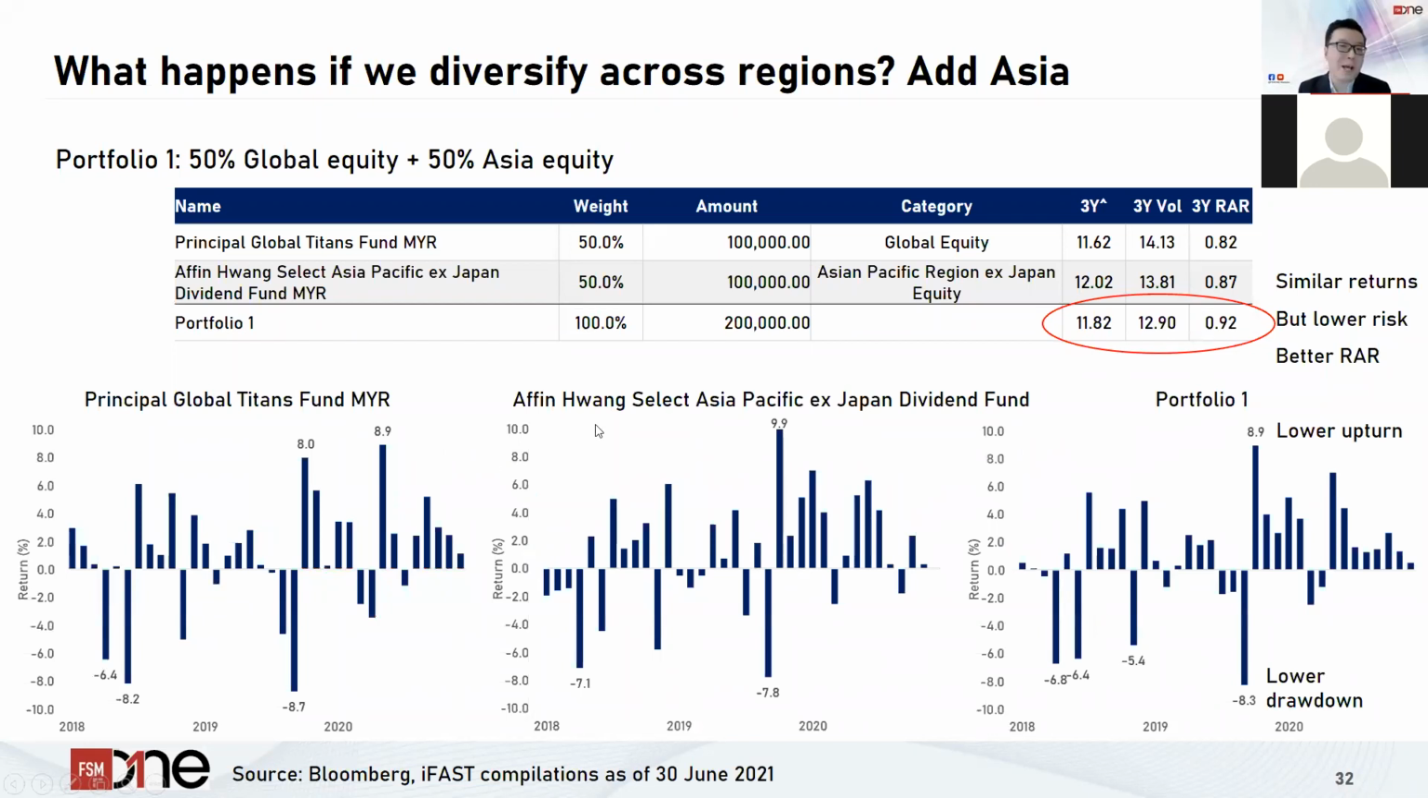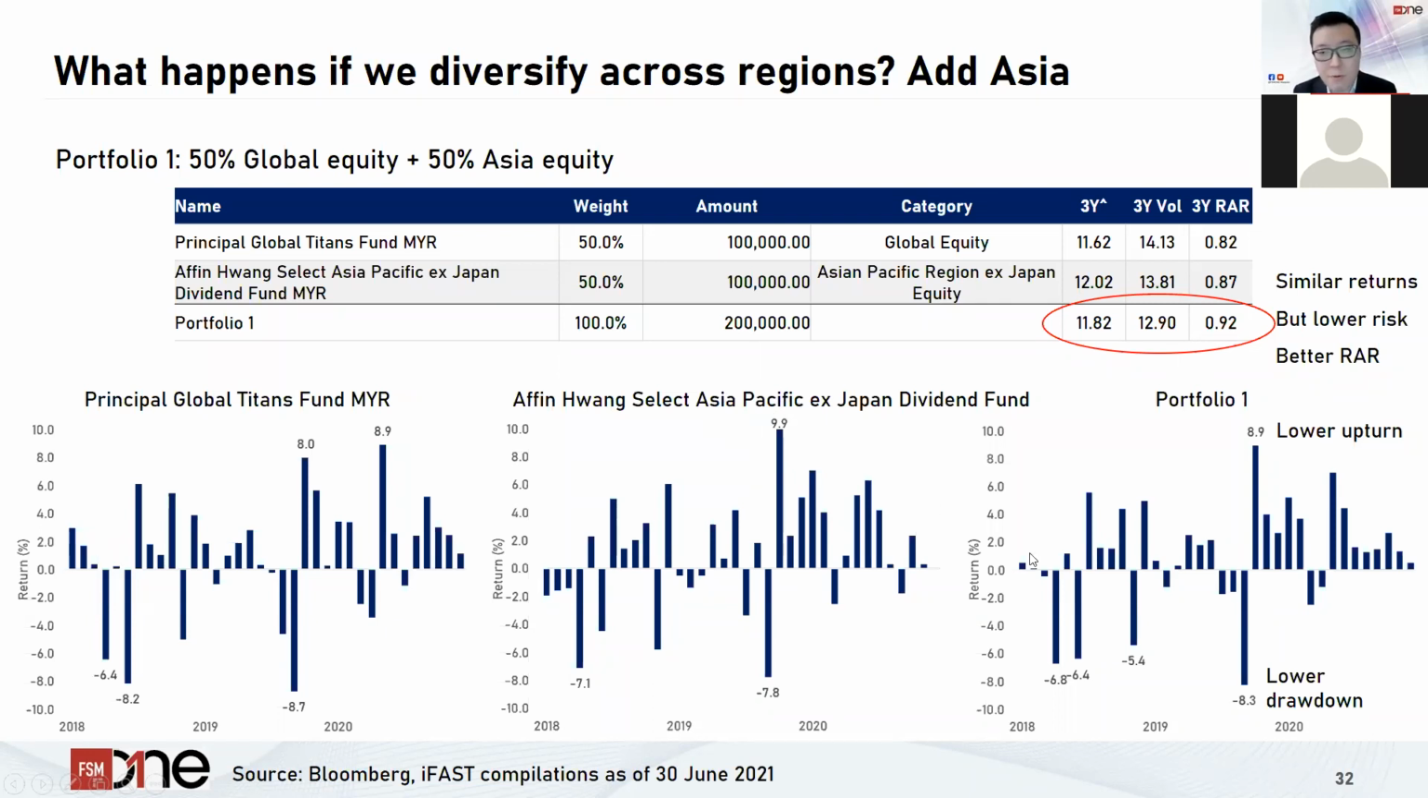Here are more charts to illustrate that. So this is the global equity fund. You can see their ups and downs here in the past 36 months. These are the monthly ups and downs of the funds. It can go down as much as minus 8.7% in 1 month, and it can also spike up by 8.9% in 1 month. Similarly, for the Asian equity fund, at maximum it dropped minus 7.8% in 1 month. It went up by 9.9% in 1 month as well.